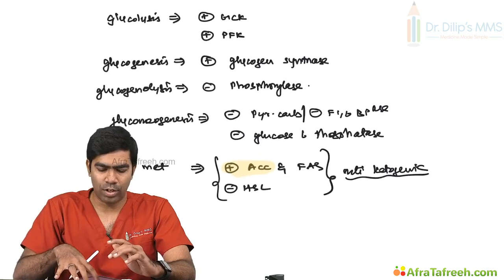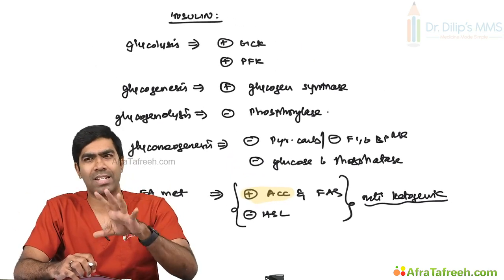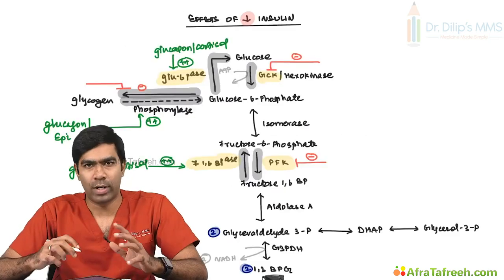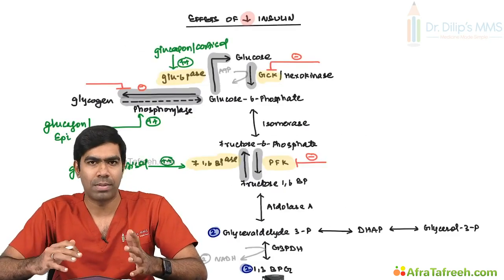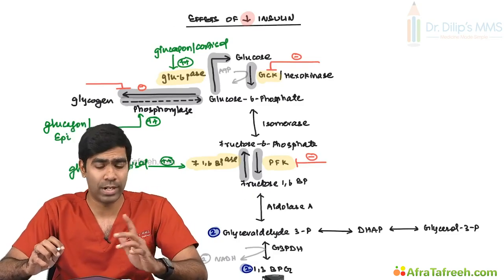So these are going to be the effects of insulin on different biochemical pathways. And all these things we have discussed in detail in the flowchart, which I have integrated in a detailed way. Now let us see what effects are going to happen in the absence of insulin. This typically happens in the setting of type 1 diabetes mellitus or absolute insulin deficiency.